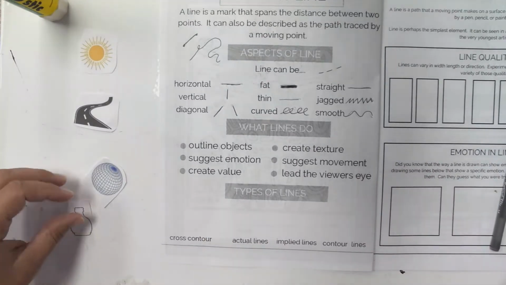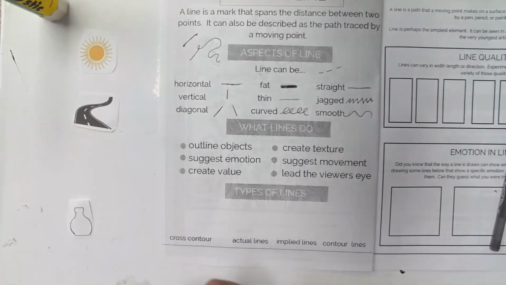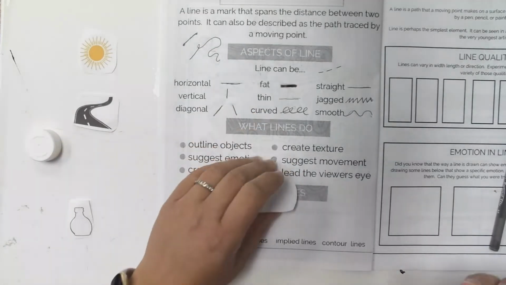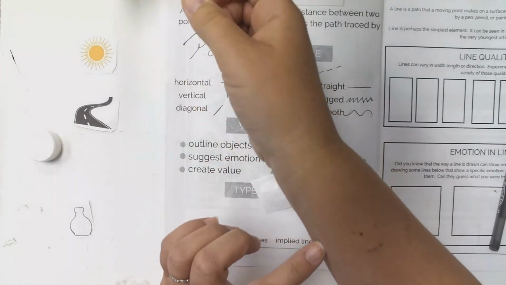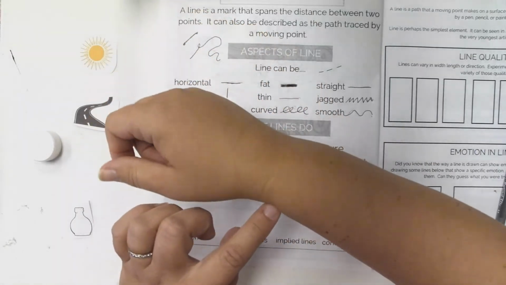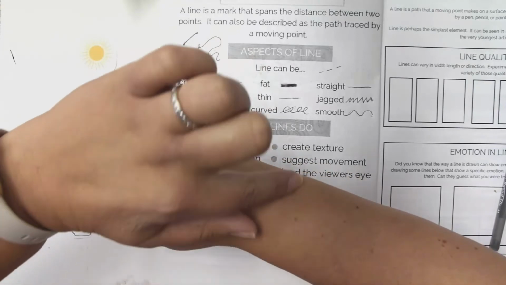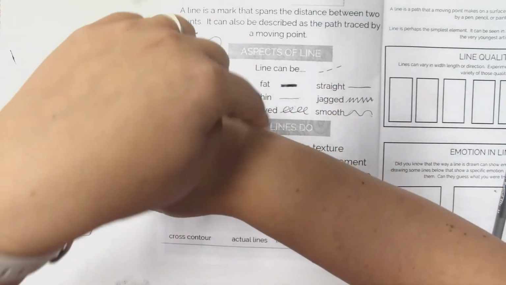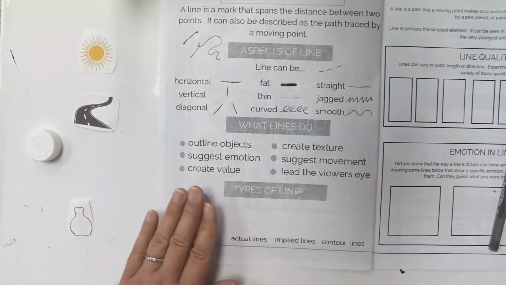Next, we have different types of lines. The first type of line we have is called a cross contour. So we have this one. Go ahead and grab out your glue stick. Cross contour means that it's going around the edge of things. For example, if I was going to show that my arm was round, I would do a curve. So I would go straight, curve, and straight. So we have cross contour.